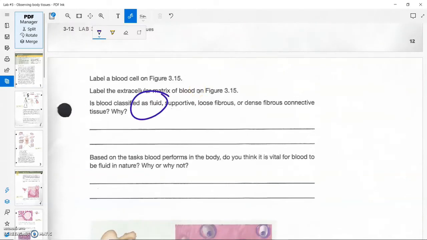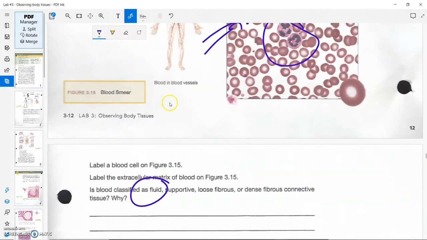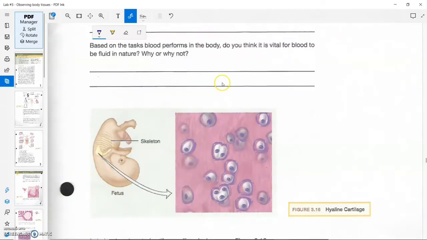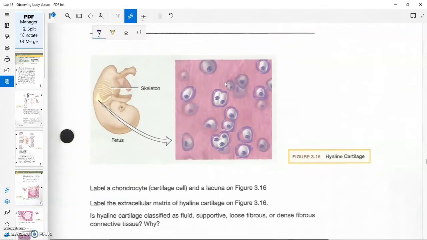It's a fluid connective tissue. And since blood delivers, it's fluid because it's liquid, obviously. Extracellular matrix will be all the plasma here between the white blood cells, that empty space. And since blood delivers various substances all over the body, it's essential for it to be fluid to successfully move around the body.